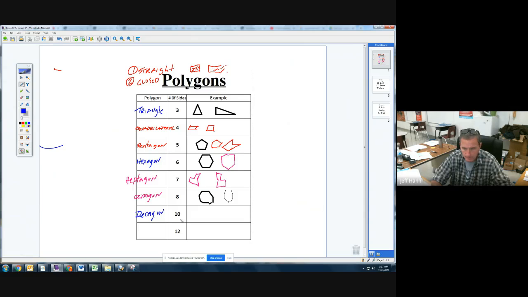Decagon. A 10-sided shape. I don't know if I even really want to try to draw you one of those over here. It's not going to be pretty, but I'll try it.